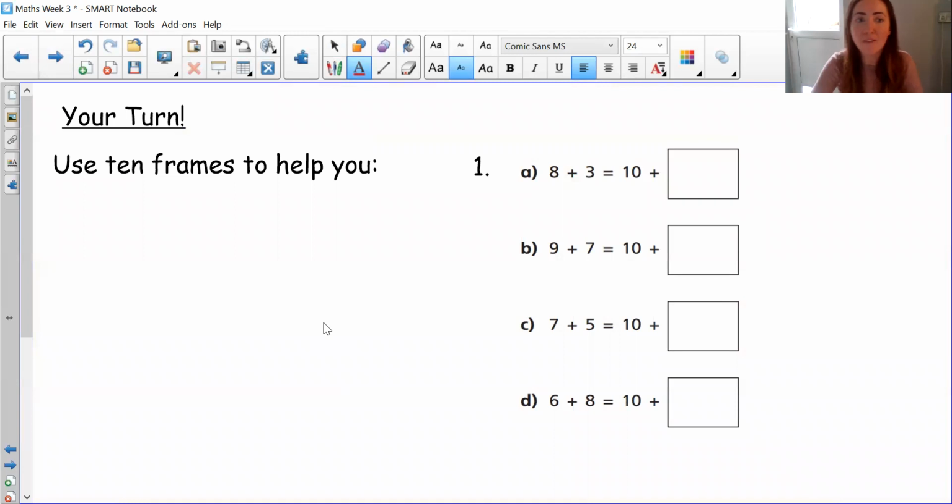Okay, your turn now. So have a go at these questions. Find out what the missing parts are. So we're changing the questions so that we can make 10 to make it easier for us to work out the totals. Okay, so pause here to have a go at those questions and then come back.